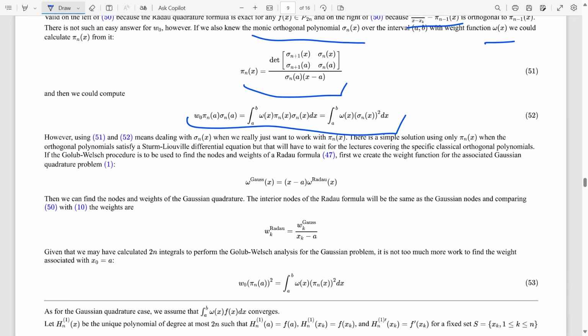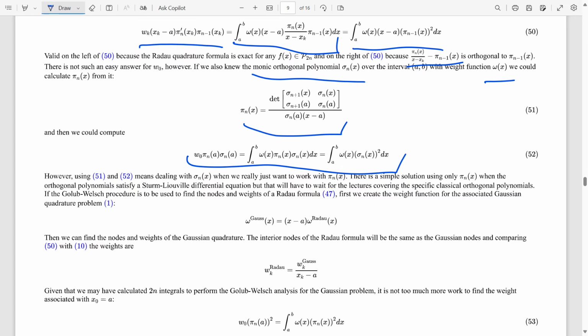We can use the Golub-Welsch procedure to find the nodes and weights of a Radau formula. We set up the procedure with the Gauss weights, just the Radau weights times x minus a, the Radau weight function. The Gauss weight function is the Radau weight function times x minus a. We set up the procedure, and then we do the Golub-Welsch procedure. So that gives us the internal nodes.